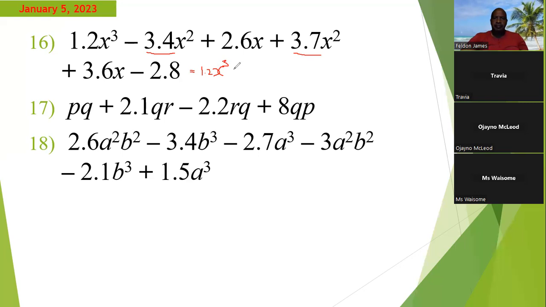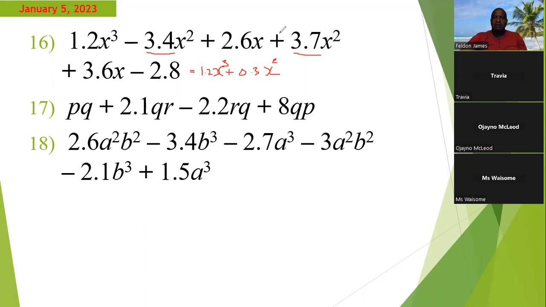No. The sign depends on the larger one. Which of these two numbers is larger? 3.7. Right. What sign does that one have? Positive. So the sign of the larger one is what we're going to have here. So plus. What you will do now is take away the 3.4 from 3.7. 3.4 from 3.7 leaves what? 0.3. And that now would be 0.3x to the second power.